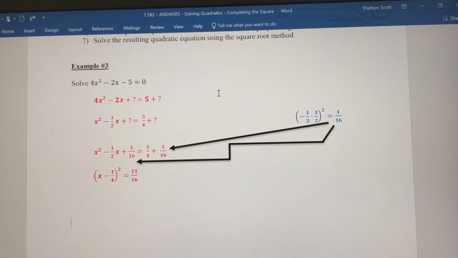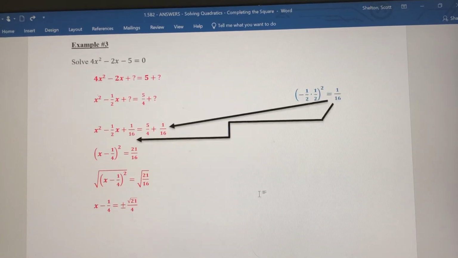Okay? So square root of both sides. Okay? On the left side, I'm just going to get the binomial here, x minus 1/4. On the right side, I can't simplify square root of 21, so I leave that in my numerator. I can simplify the square root of 16, so that's why my denominator is 4, okay? And I need both positive and negative roots, so plus or minus, okay?